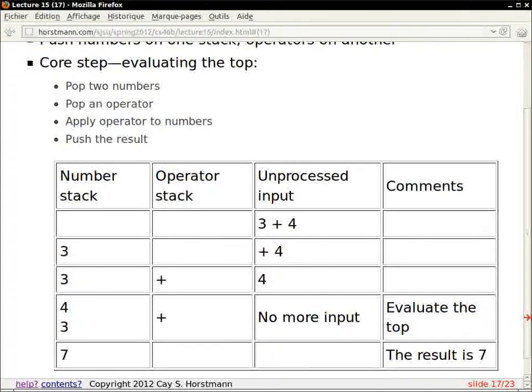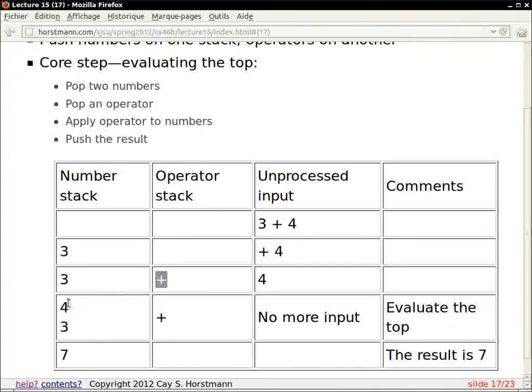And the twist is that when you see a number, you push the number on the stack because you don't really know what to do with it yet. So let's say you see the, do I know what input we have? Oh, 3 plus 4. So when you see the 3, you say, well, I don't know what to do with it. I put it on the stack. When you see the plus, you say, well, I don't yet know what to do with it. And the reason, of course, because you haven't seen the 4 yet, so you put the plus on the operator stack.